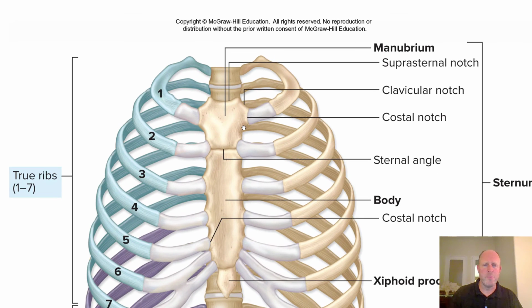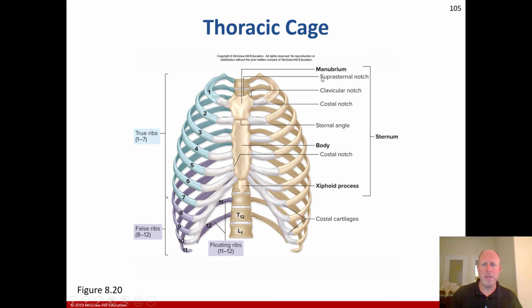Here, that's too big. Let's keep it back where it was. Our thoracic cage here, our manubrium here, our suprasternal notch right here, clavicular notch there, costal notch, this upper layer of ribs here, right? Sternal angle, body of the sternum, costal notches there, and a xiphoid process here.